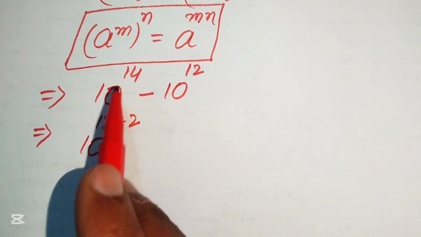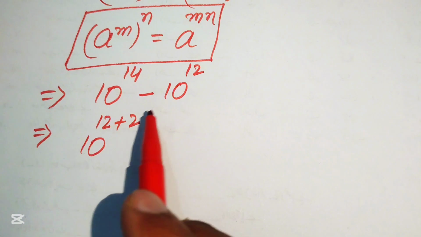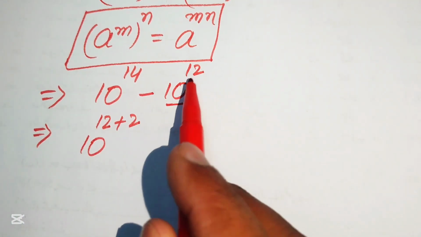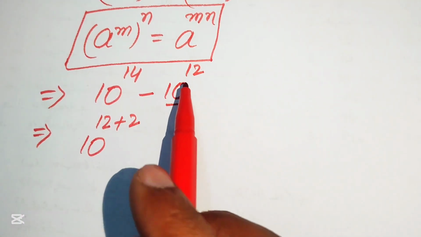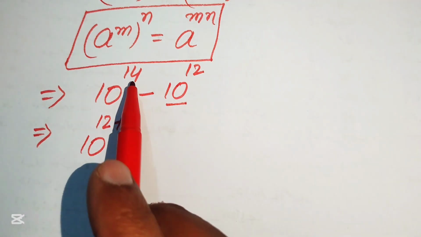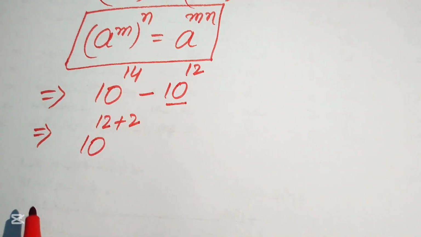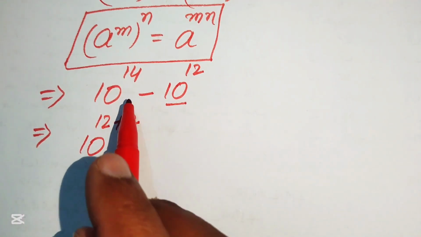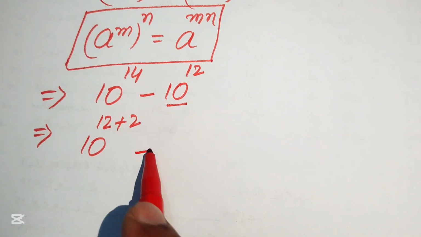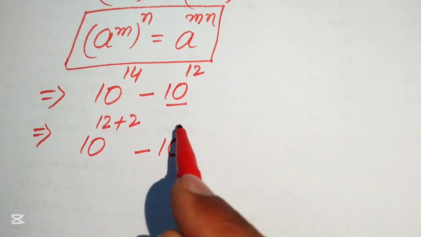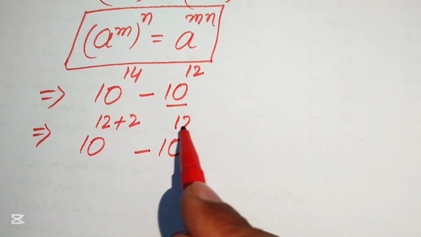Here we break this 14 as 12 plus 2 because, if you see here, we have 10 to the power of 12. So now in order to make this exponent the same, we write this 14 as 12 plus 2. Okay, so that's the reason we break 14 as 12 plus 2. So we write it as 10 to the power of 12.